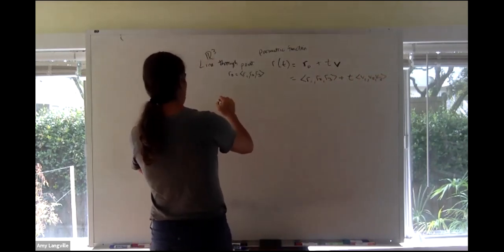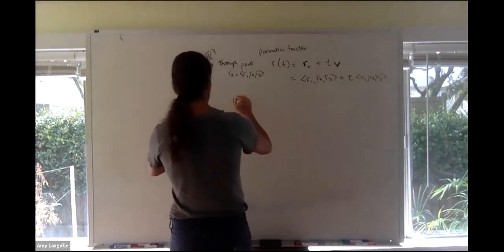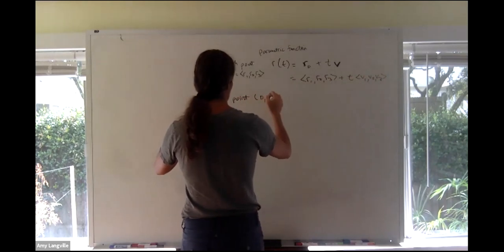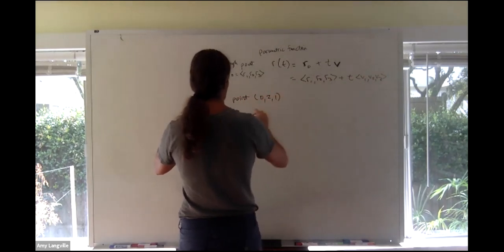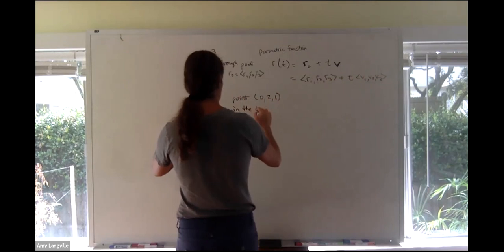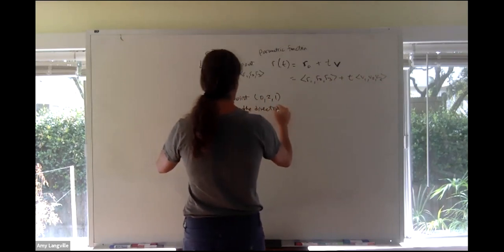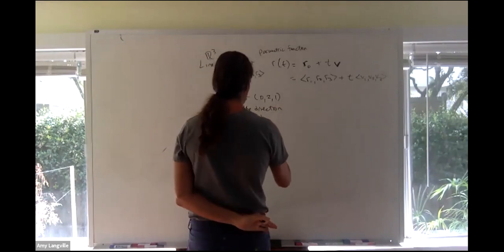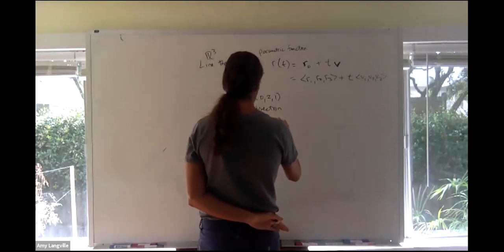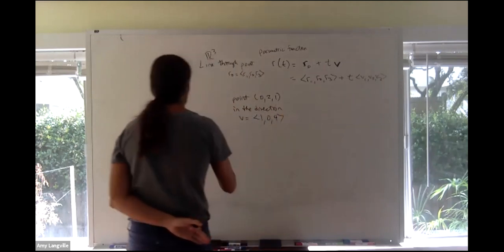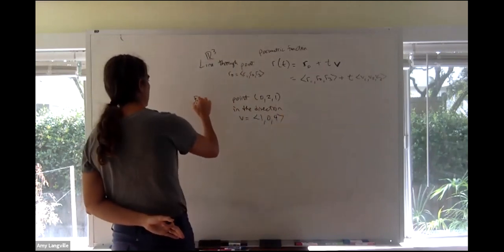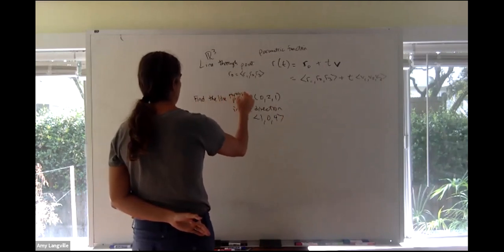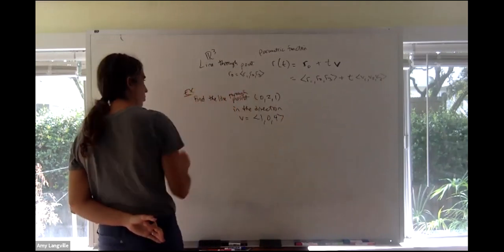So the line through the point, let's say 0, 2, 1, in the direction v equals, let's try 1, 0, 4. Find the line through this point. So we'll make it a specific example.